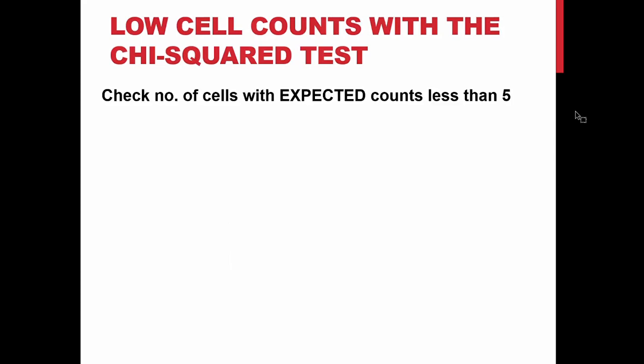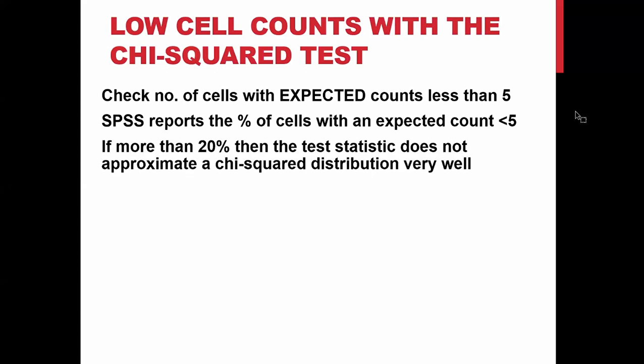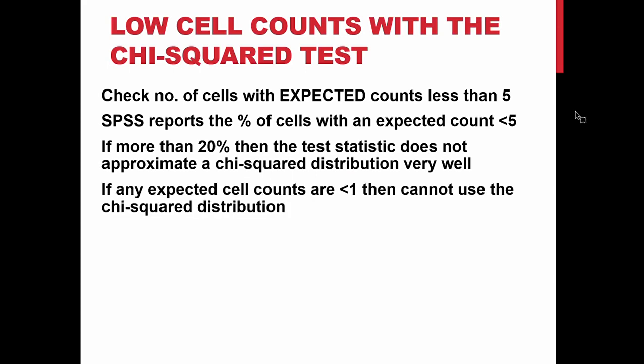And so, the low cell counts with the chi-square test. They check the number of cells with expected counts less than 5. SPSS reports the number and percentage of cells with an expected count of less than 5. If more than 20%, then the test statistic does not approximate a chi-square distribution very well. If any expected cell counts are less than one, then you cannot use the chi-square distribution.